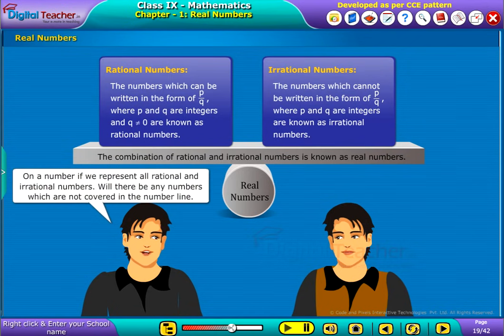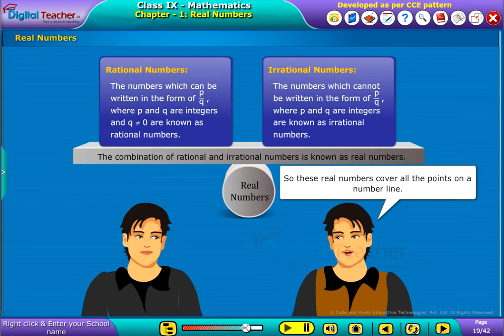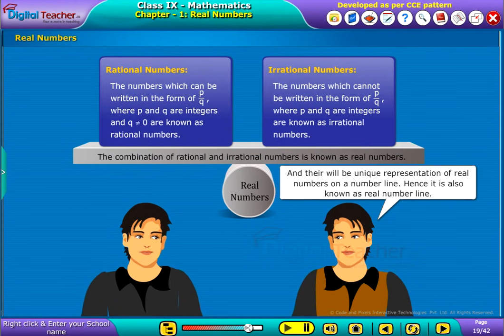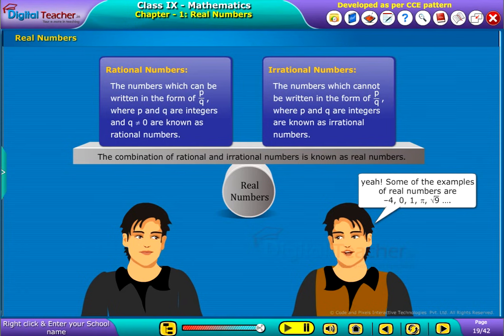On a number line, if we represent all rational and irrational numbers, will there be any numbers which are not covered? No, Venkat. As we know, the combination of all rational and irrational numbers is called real numbers. So these real numbers cover all the points on a number line, and there will be a unique representation of real numbers on a number line. Hence it is also known as the real number line. Can you give some examples? Yeah, some examples of real numbers are -4, 0, 1, pi, √9 and so on.